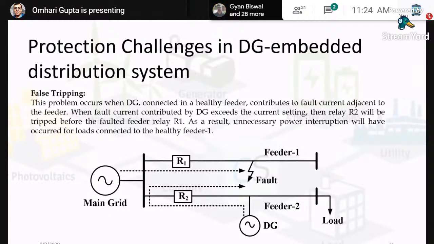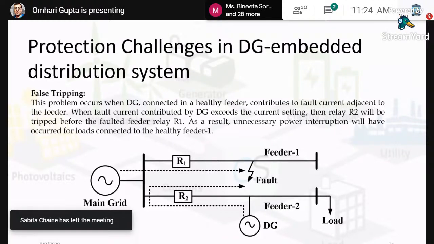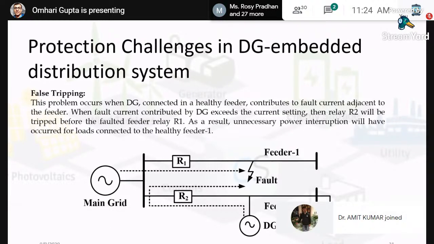Next is false tripping. You can see there are parallel feeders. If there is a fault in feeder 1, and feeder 2 is a healthy feeder to which the DG is connected, there will obviously be some contribution by this DG to the fault. The path is shown with the dashed lines. So this relay R2 may also see some fault current, and if the settings are not appropriately set, it may also trip.